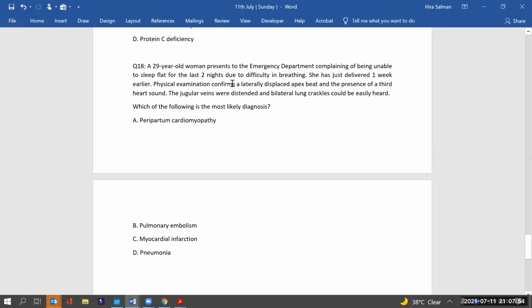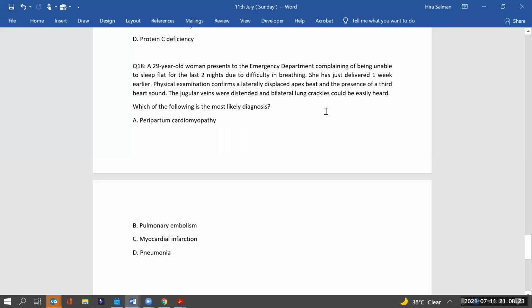You have to make a clear-cut difference whether it's a case of pulmonary embolism or a case of peripartum cardiomyopathy. If the presentation says acute shortness of breath, then the case is different. But here it says she is complaining of being unable to sleep flat. There is not too much difficulty in breathing. There is, but only when she is lying flat, and the time period is the last 2 nights. And she has just delivered, so you can think of this.